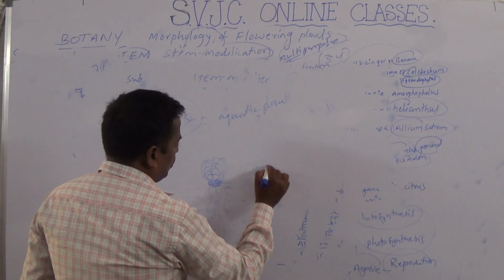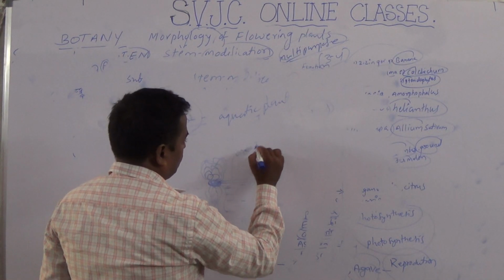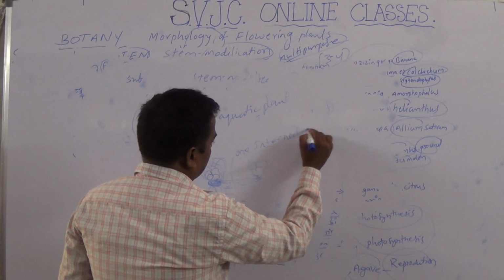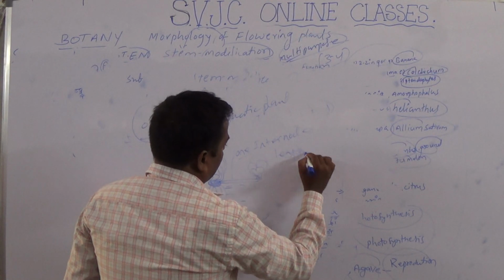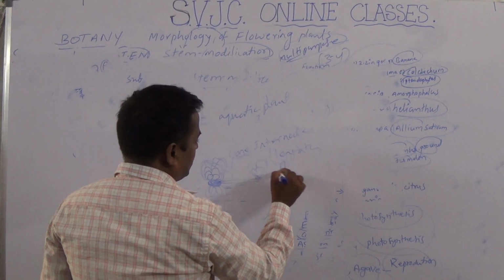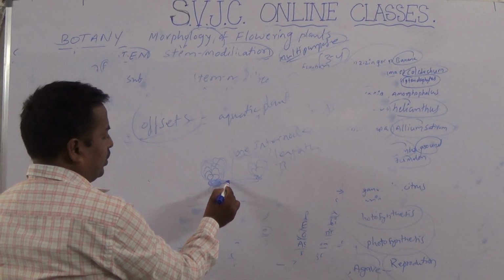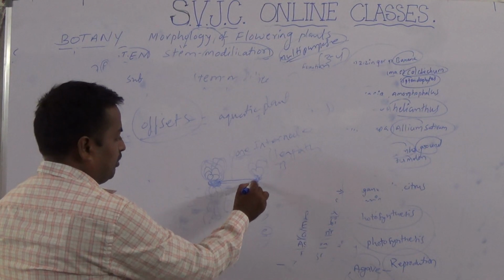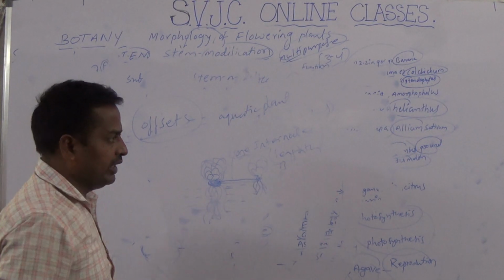What is its length? One internode length. One internode length of branch is also reported in clouds, as well as one internode length of branch forming an offset, but it grows horizontally and becomes a new plant. So what is it useful for? Vegetative reproduction.